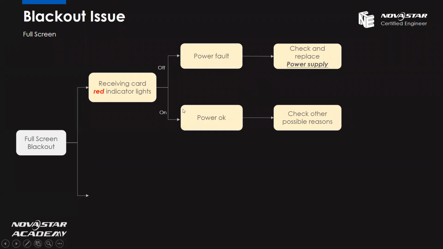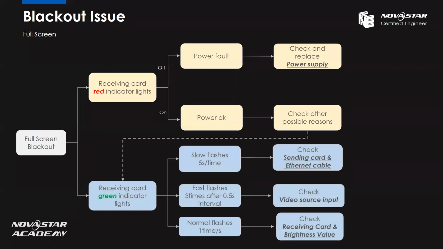And if the receiving card red indicator light is on, the power is okay, there is no problem with the power supply. So in this case, we need to check some other possible reasons. So here, we need to be friends with our receiving card. As I have just shown you at the beginning, we need to check the receiving card green indicator lights. There are three situations. Let's check.